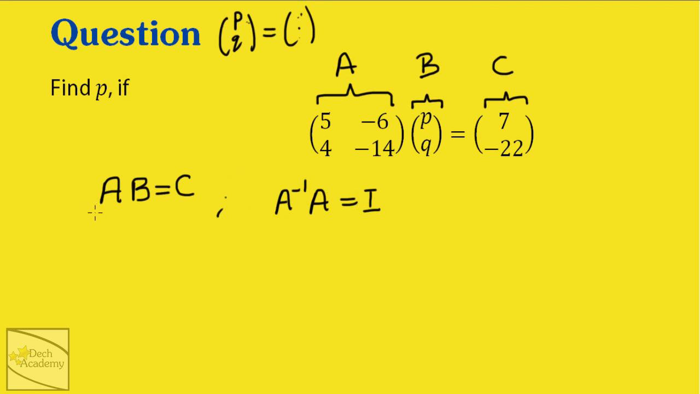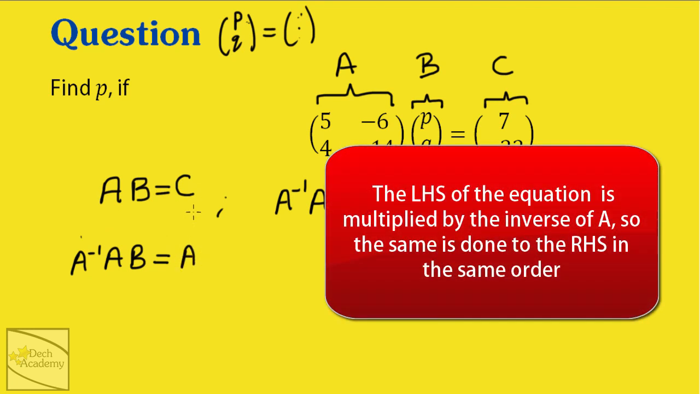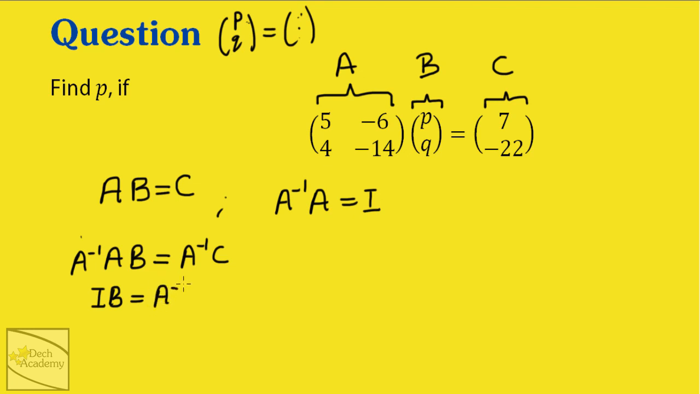So if I multiply A by its inverse, whatever I did to the left hand side, I have to do to the right hand side. So I have to multiply C by the inverse of A. So far so good. So the inverse of A times A is the identity matrix. So we have the identity matrix times matrix B is equal to the inverse of matrix A times C. I know that the identity matrix times any matrix is that matrix. So that gives B is equal to the inverse of A times C.